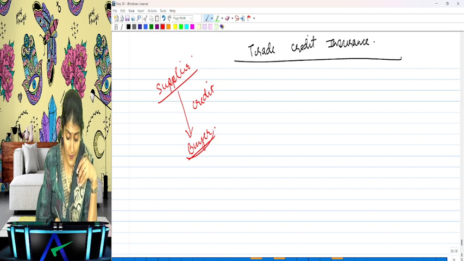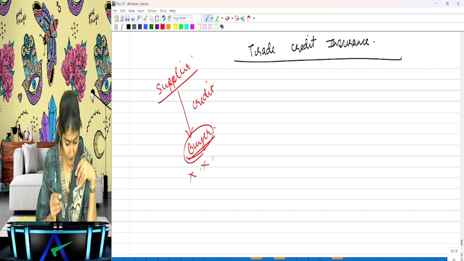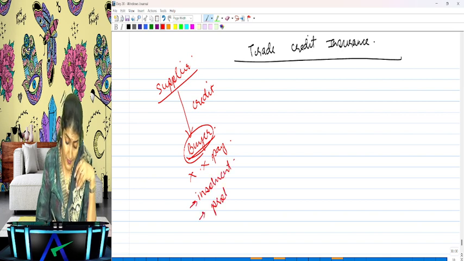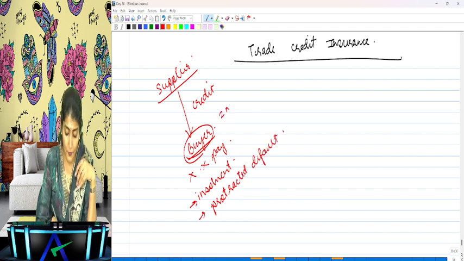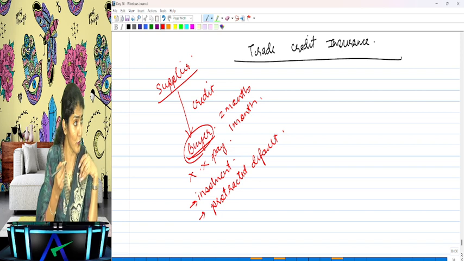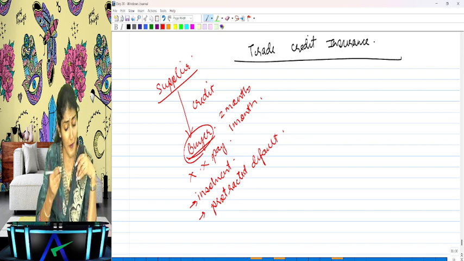But what is the risk? That the buyer may not pay. Why is the buyer not paying? One, the buyer became insolvent. Or protracted default: a certain number of days after the due date the buyer still does not pay. What was the due date? After 2 months. After 2 months, one more month is over, but still the buyer has not paid.